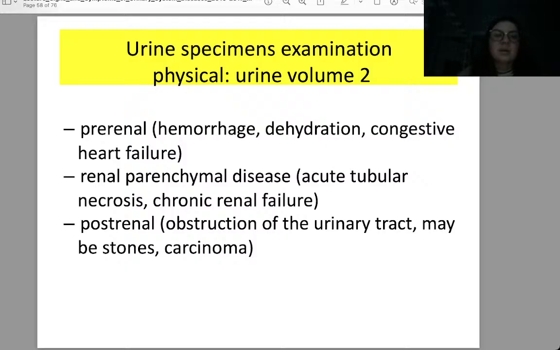Decreased urine volume due to prerenal causes can be hemorrhage, dehydration, congestive heart failure. Oliguria due to renal parenchymal disease can be in acute tubular necrosis or chronic renal failure. And it can be post-renal, due to obstruction of the urinary tract; it may be stones or carcinoma.